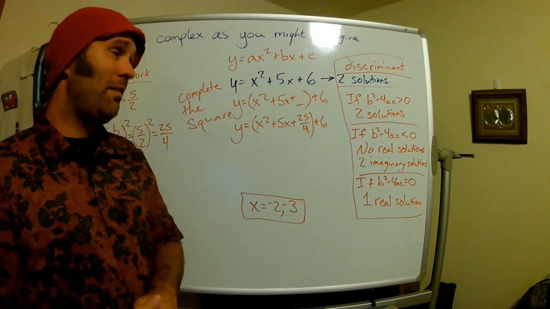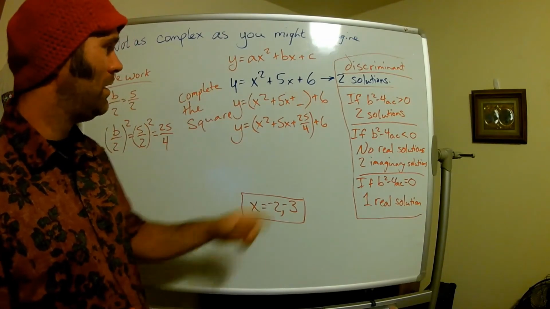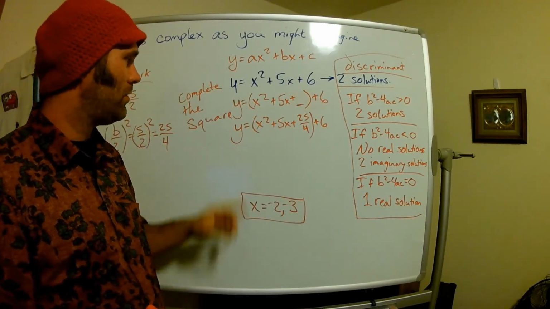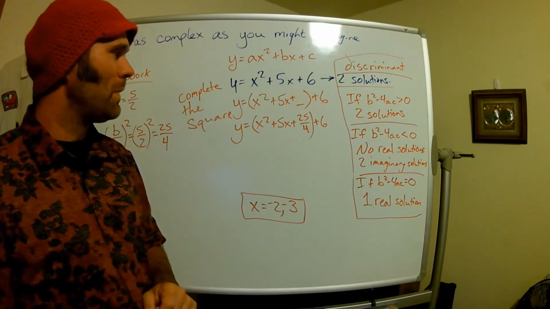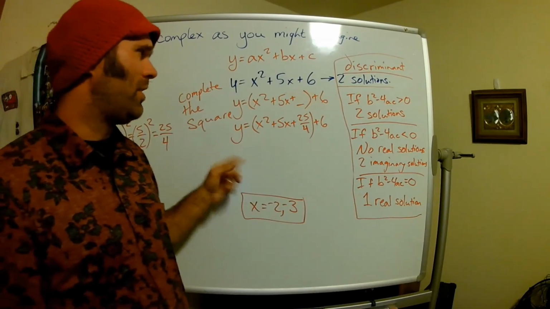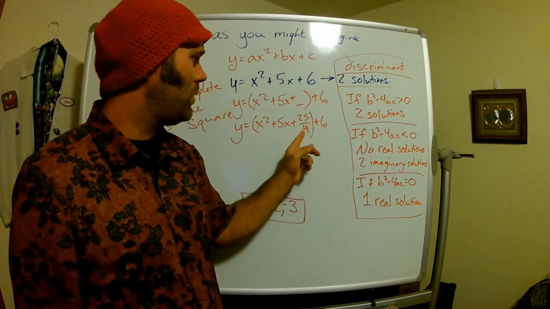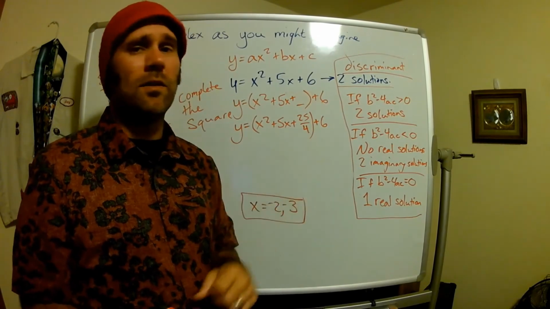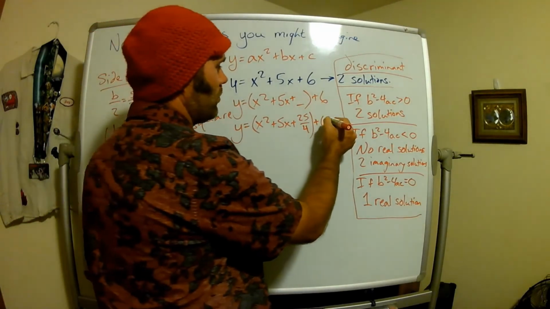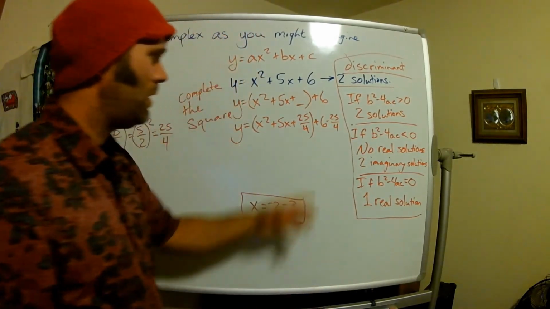Well, whatever I do to one side of an equal sign, I must do to the other. So I added 25/4. So I can add 25/4 to the left-hand side of the equal sign. But adding it is the same as subtracting it from the other side. So actually, if I add 25/4 to this side of the equal sign, I could just subtract it as well. So I'm going to do that. I'm going to subtract it. Subtract 25/4.